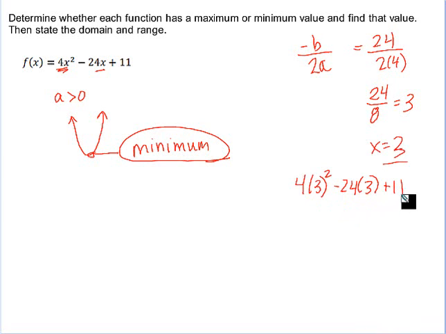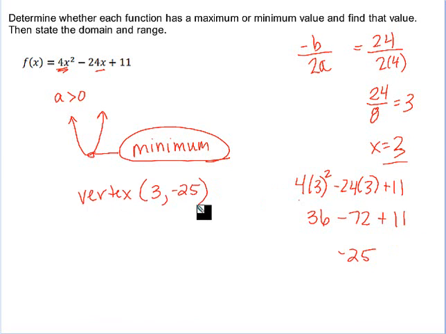So 3 squared is 9 times 4 is 36. 24 times 3 is 72. So we have 36 minus 72, and then we want to add 11. So 36 minus 72 is negative 36, plus 11 is a negative 25. So this means that our minimum, our vertex, should be at the point 3, negative 25. Okay? And then we want to state the domain and range.